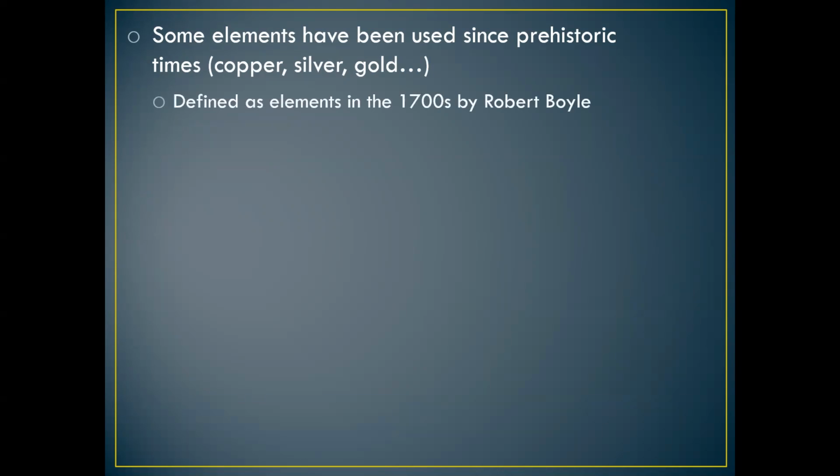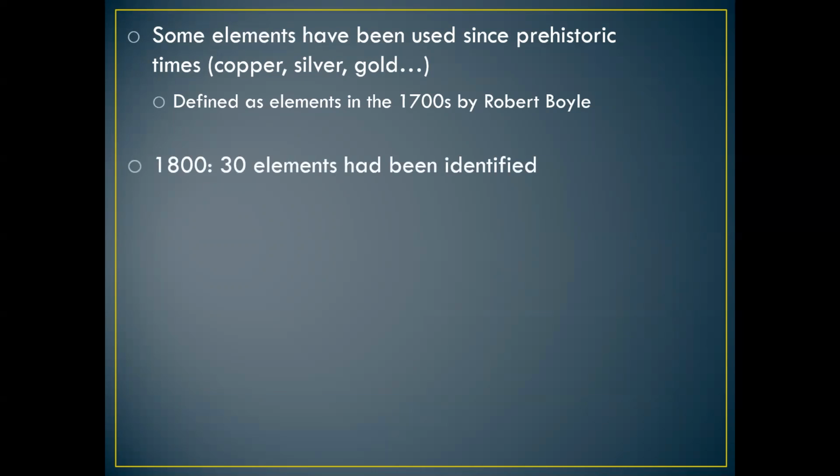So an element was defined officially in the 1700s by Robert Boyle. Until he coined the word element, they just called it copper, silver, gold. He made the word element a thing, and that's what we just refer to our elements as.